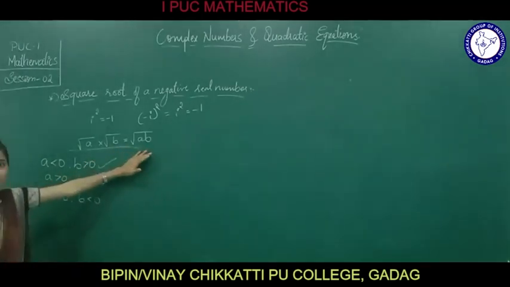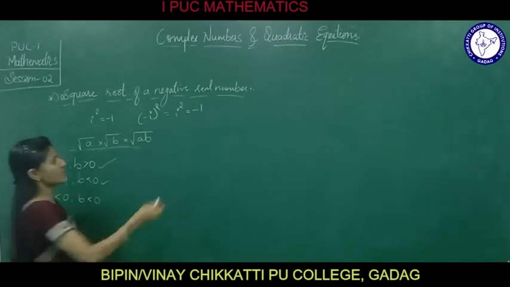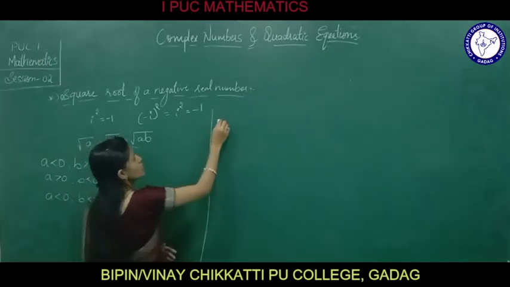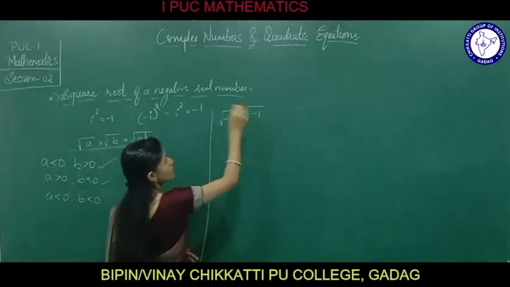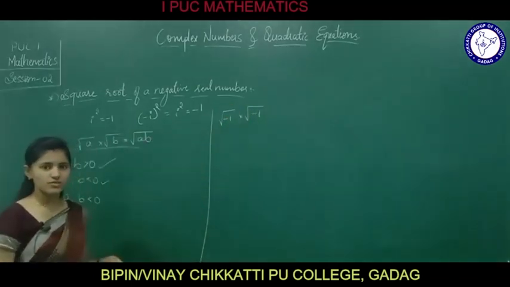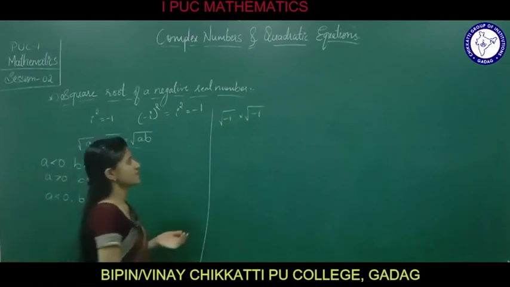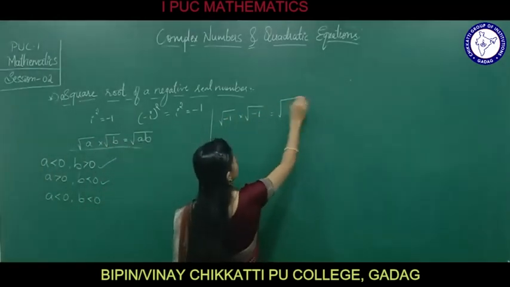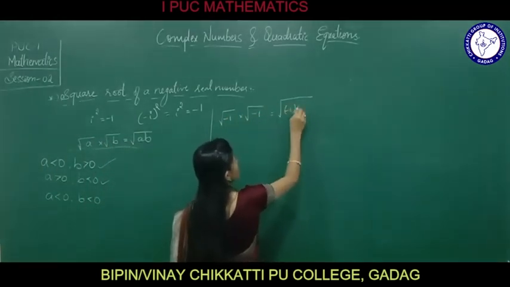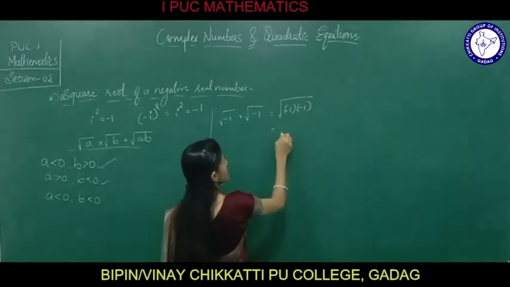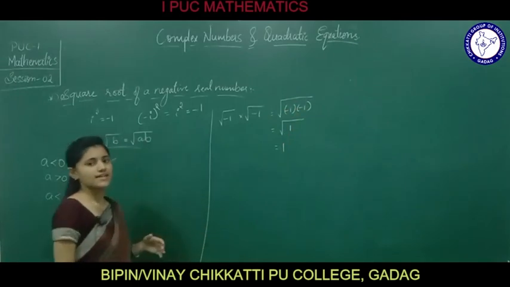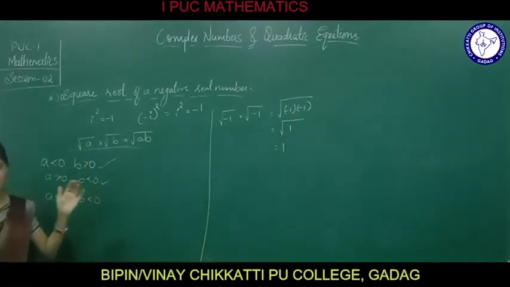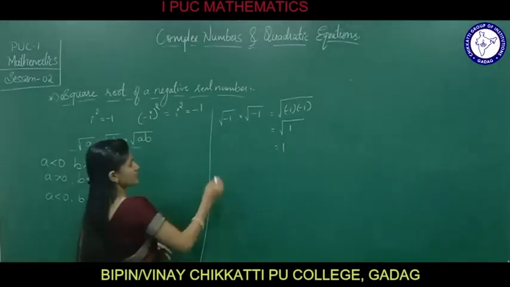Does this identity hold? We shall know that now. That is, root of minus 1 into root of minus 1 should be equal to root of AB, right? That is equal to root of minus 1 into minus 1, nothing but root of 1, which is equal to 1. That is why this is not possible. It is a contradiction.